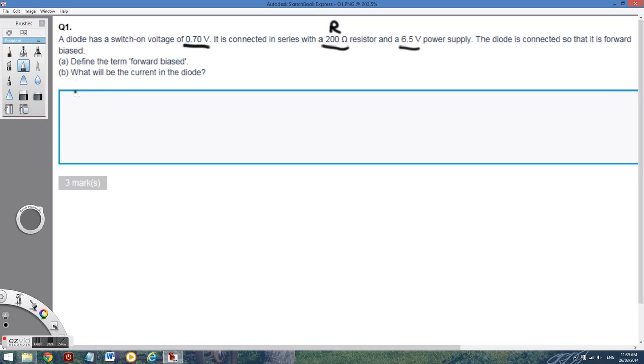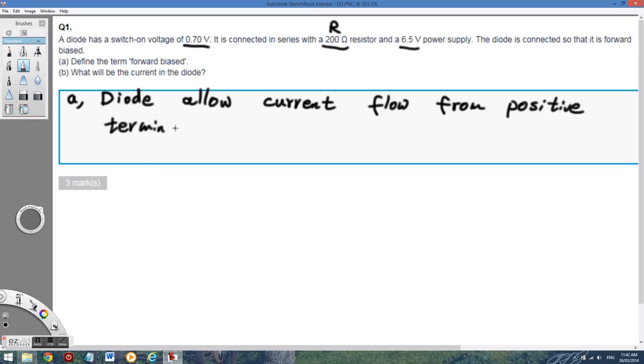Question A: what is forward biased? Forward biased basically means the diode allows the current to flow from the positive to negative. So just write it down in words. Now let's look at question B.